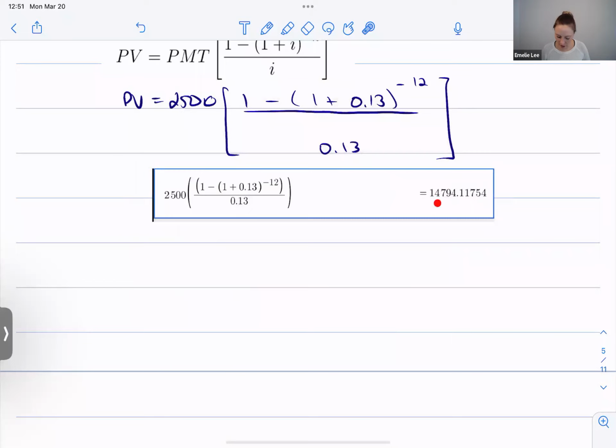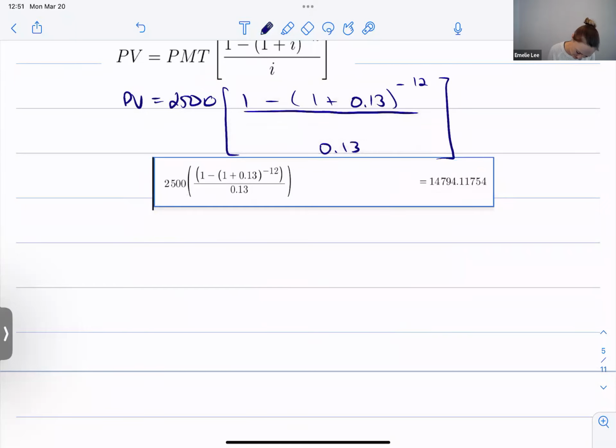So the initial amount of the loan is 14,794 and 12 pennies. 14,794.12.